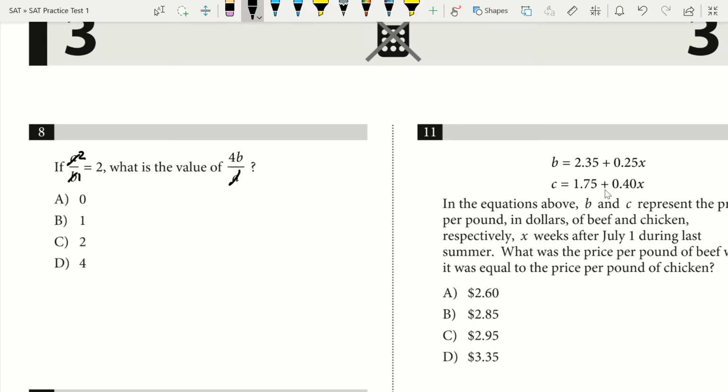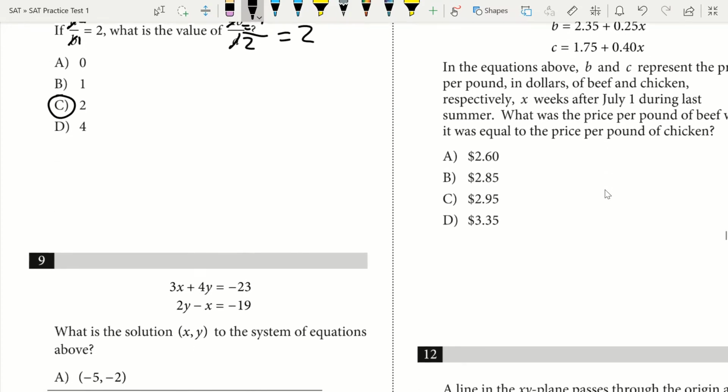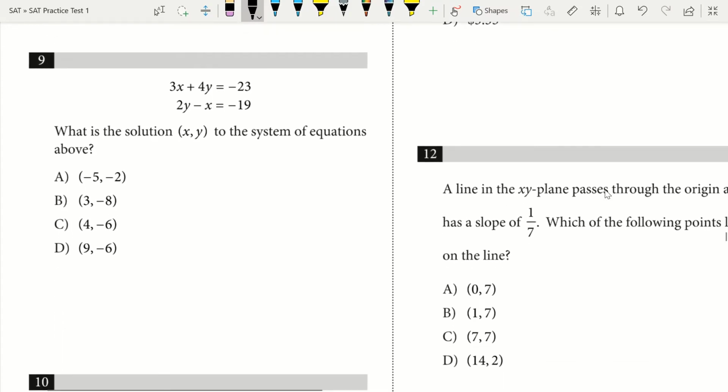If A is 2, that means I have a 2 in my denominator. If B is 1, then I have 4 over 2, which is equal to 2. So my answer is going to be C. All right, question 9. What is the solution (x, y) to the system of equations above?